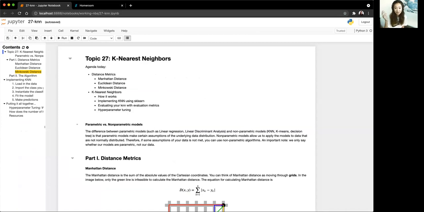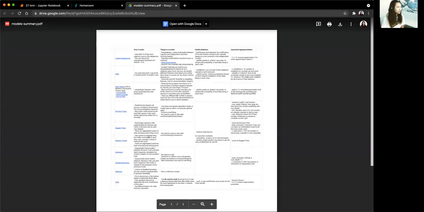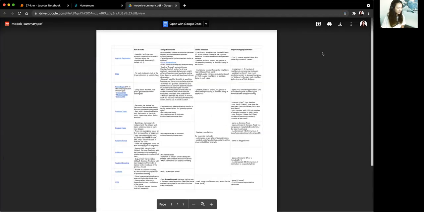Something to note is we're going to be hitting a lot of these classification algorithms. If you look on our homeroom, I put a summary of all the phase 3 models over here. It links to a Google Drive, same Google Drive that I have linked over here, by the way, the resources Google Drive. And this is in the phase 3 folder. And you'll see that these are all of the models that we're going to hit during this phase.